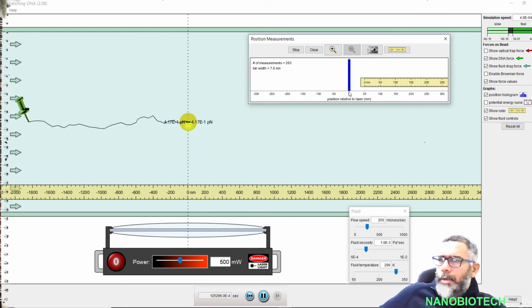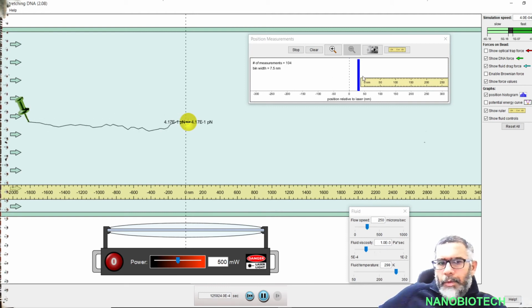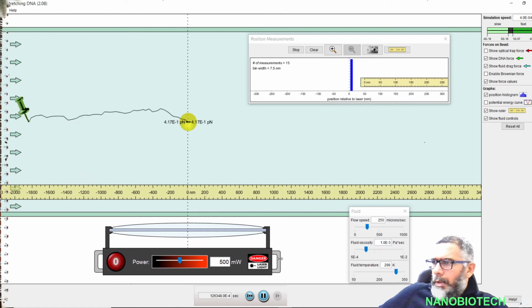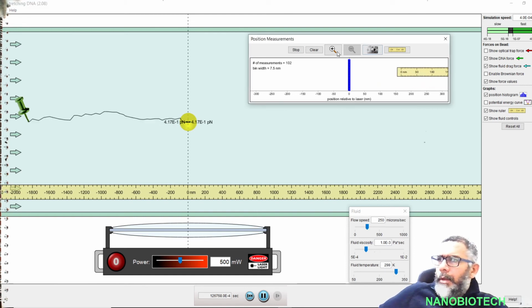Okay, as soon as you see the 0. But if you're off the 0, the position histogram will show you a non-zero value. So try to bring this to 0. Okay, now it's at 0. You can stop it and clear it. Now it's at 0, and what next is that you will check enable Brownian motion. Enable Brownian motion, and then start your position histogram.